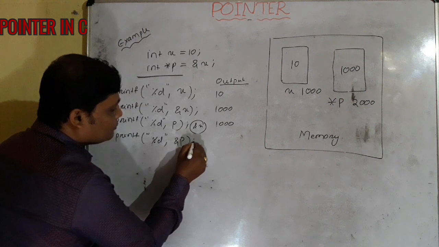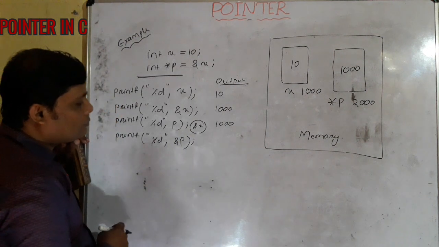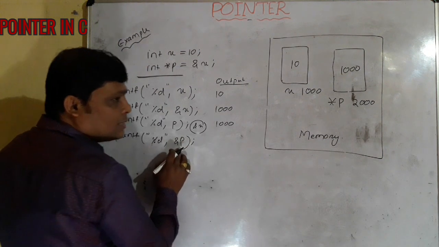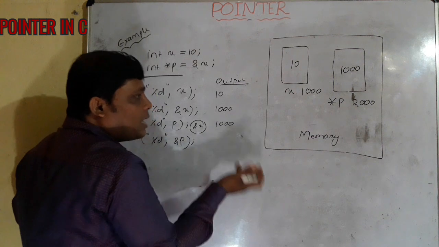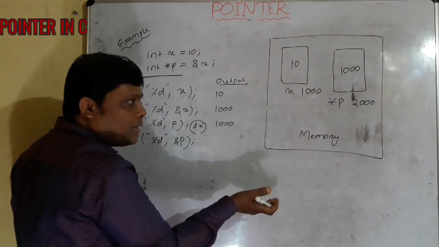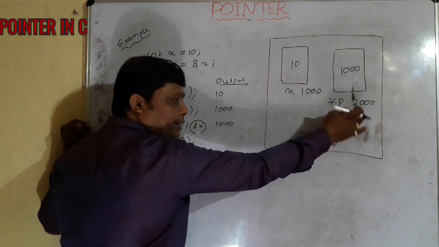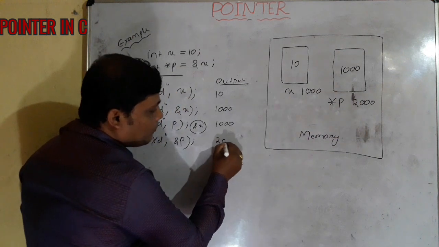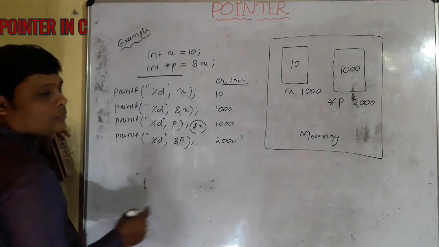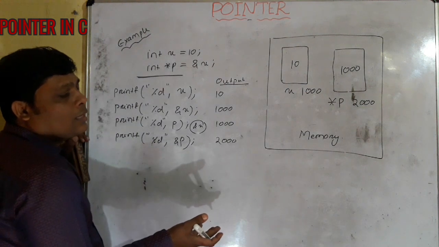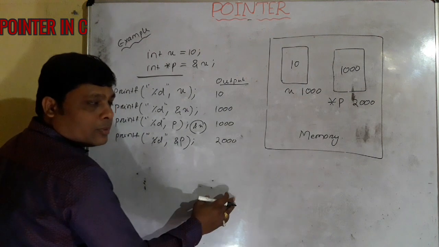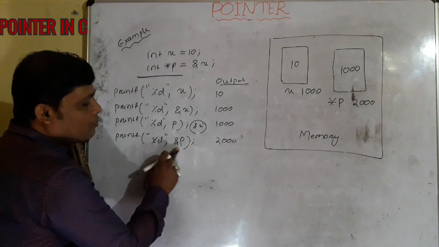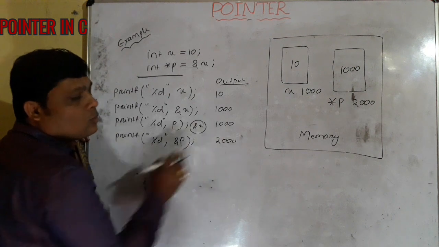Suppose I am printing %d &p. Means what? Ampersand is address of p. P is a pointer variable, it's a variable, it's taking some memory space. So it also has some address. I have taken the address of p as 2000. So it will display 2000. A variable consumes some memory space with some address. Clear? So p has one address, that is 2000.